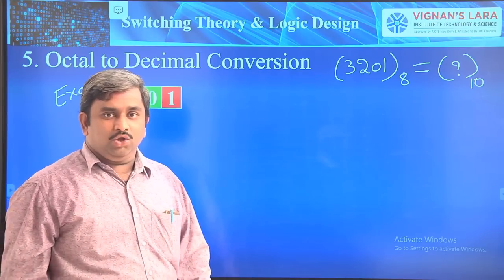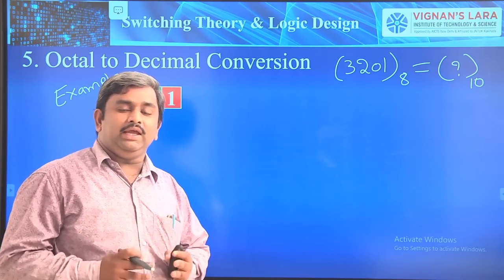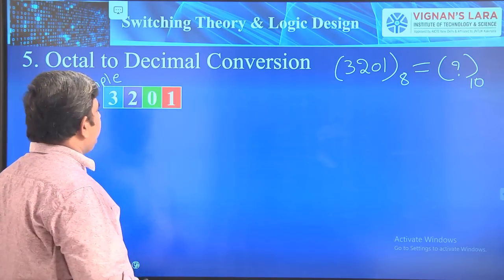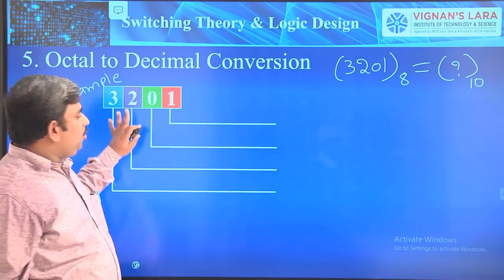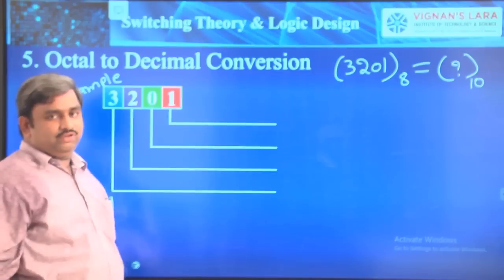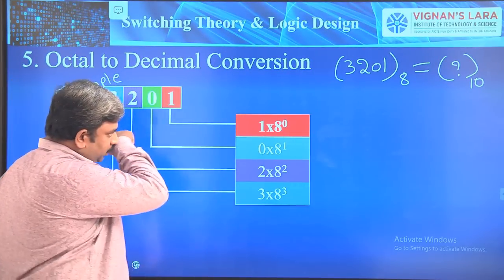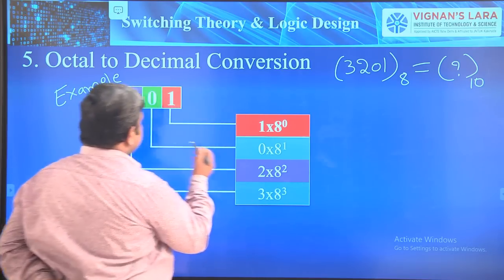For that you have to use the standard procedure which you used for the binary to decimal conversion. So you can take the standard procedure. Now 3201: these are the 4 digits available in the octal number system. Now you have to convert the given number into decimal.